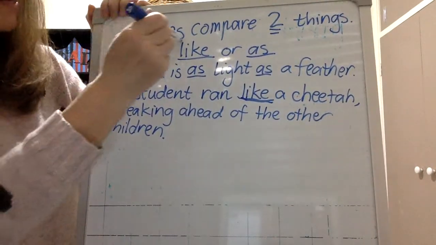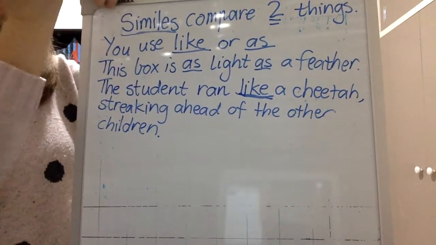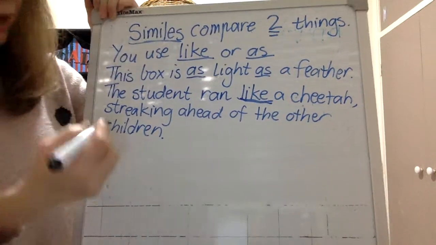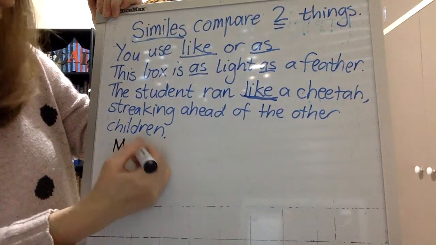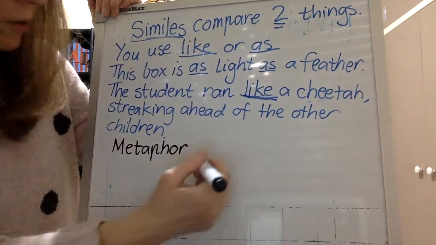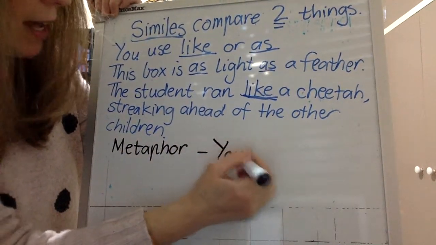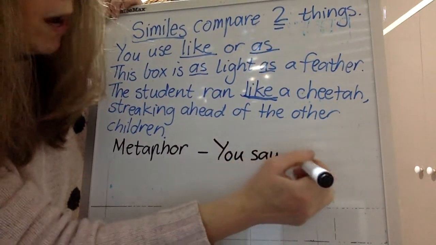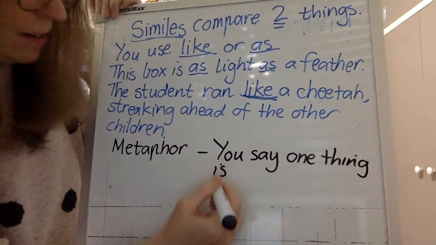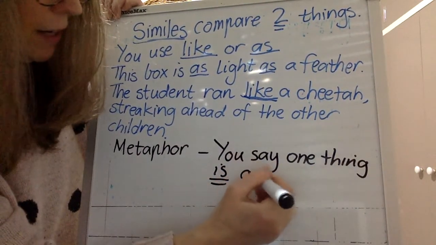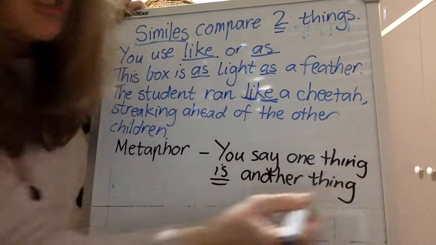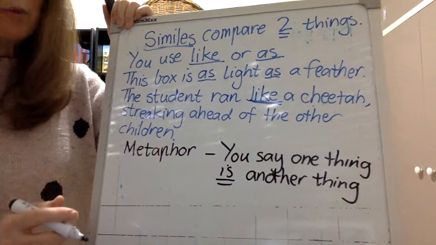So that's similes. Now, metaphors are a little bit different. A metaphor is where you just say that something is something. So it's not a comparison. You say one thing is another thing. Now, I know that sounds funny because I'm using the word thing. Usually it's objects, but it can be people as well.